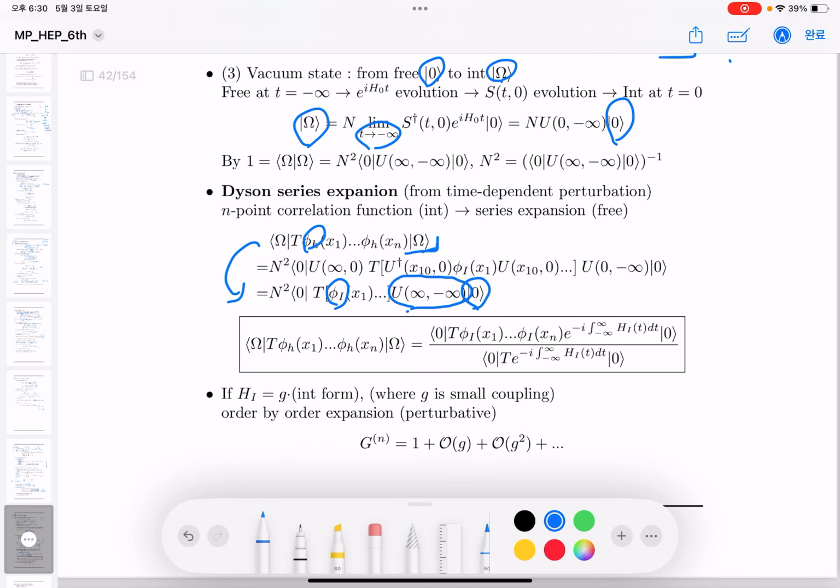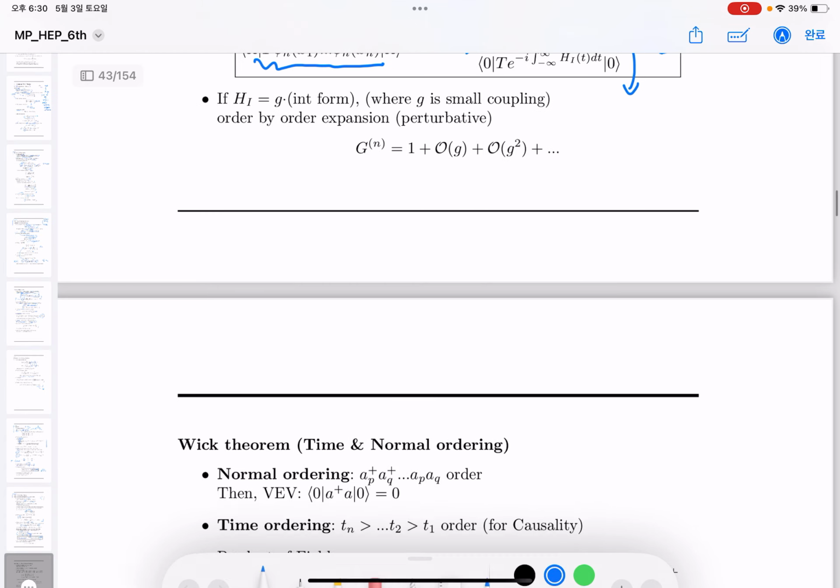So the point of this expansion is that the n-point correlation functions in interacting theories can be related to the n-point correlation functions in the interaction picture with time evolution factors acting on the free vacuum. Such time evolution factors give the interaction term. So if we expand this order by order, and if the interaction term includes some small coupling, then we can expand this order by order in the perturbative limit.